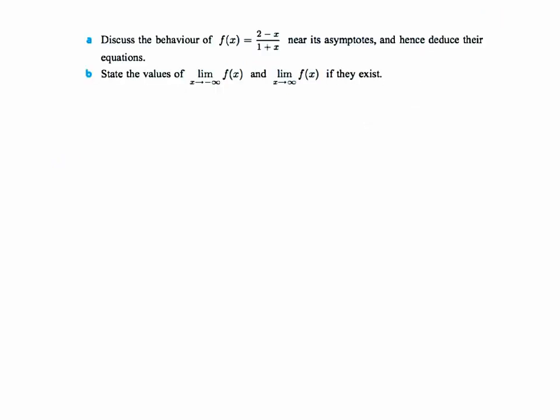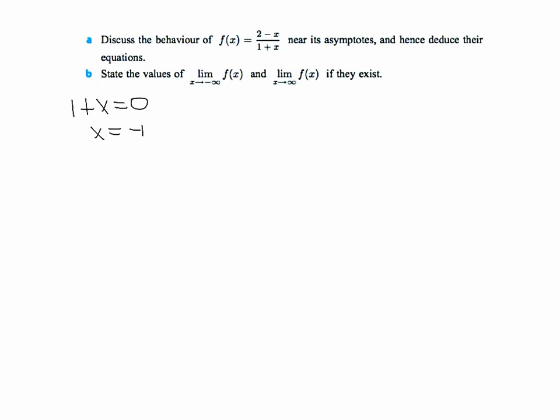I highly suggest pausing this video and trying this problem on your own. Discuss the behavior of f of x equals (2 - x) over (1 + x) near its asymptotes, and hence deduce their equations. First, we need to draw this graph. When the denominator goes to 0, that's where the function is undefined. So x equals negative 1 is one asymptote.